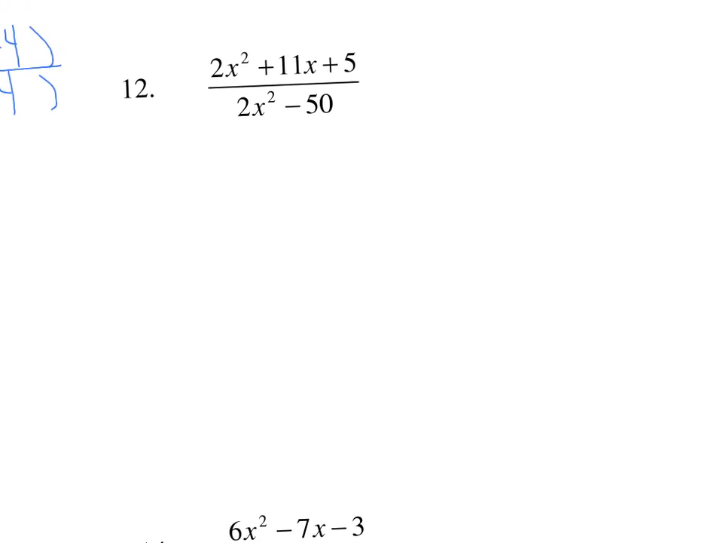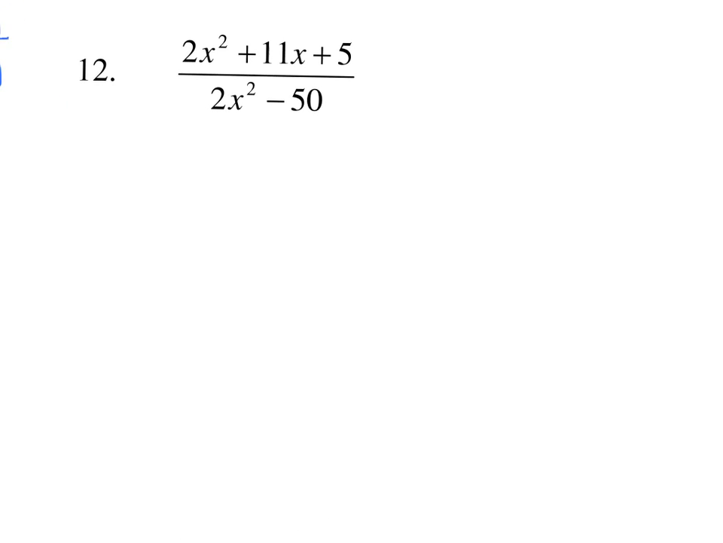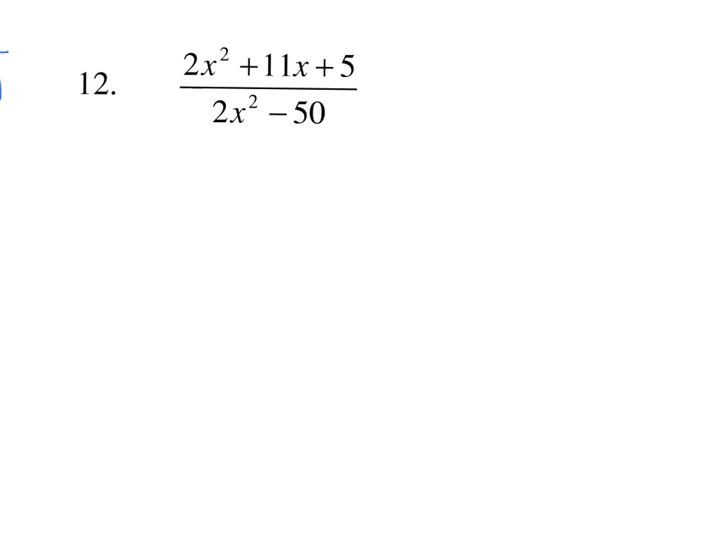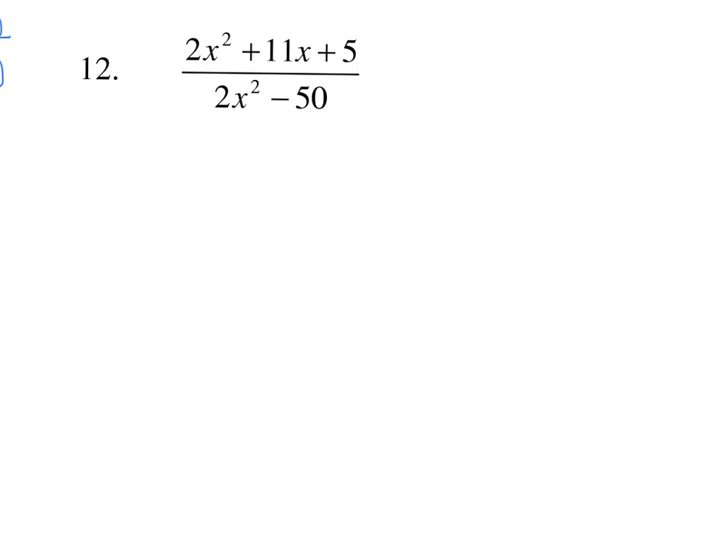Number 12. In the numerator, we have a trinomial, but it's not a standard trinomial because of this 2 here. We're going to use square root factoring because of this 2. In the denominator, I see a GCF. So I don't know which one you want to start with. Let's start with the numerator.